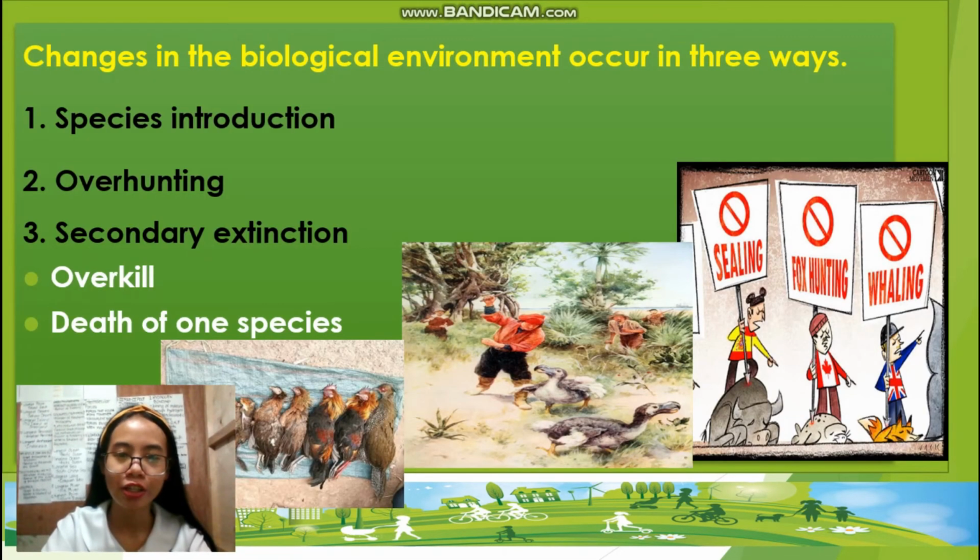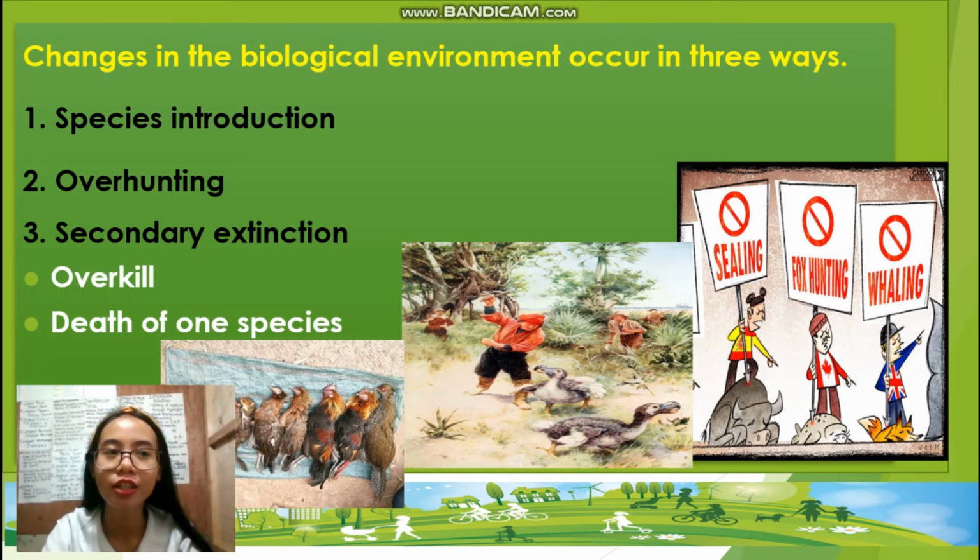So there are changes in the biological environment, and they occur in three ways. First is species introduction, overhunting, and secondary extinction. Species introduction: an exotic species is introduced into an area where there may be no predators to control its population size, or where it can greatly outcompete native organisms. Next is overhunting. When a predator population increases or becomes more efficient at killing, the prey population may decline or go extinct.